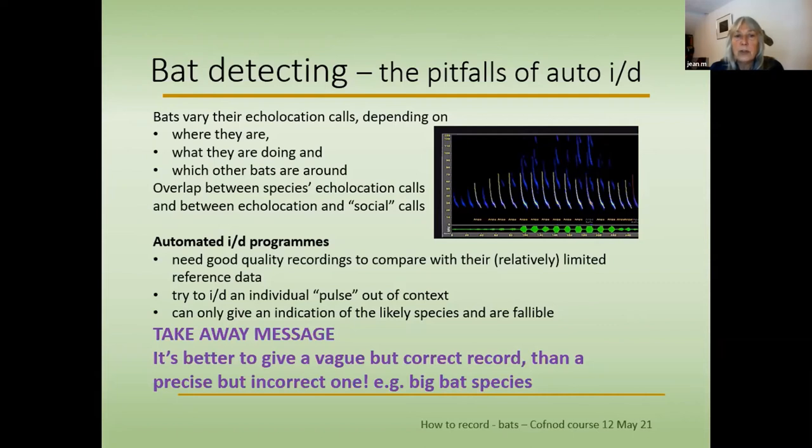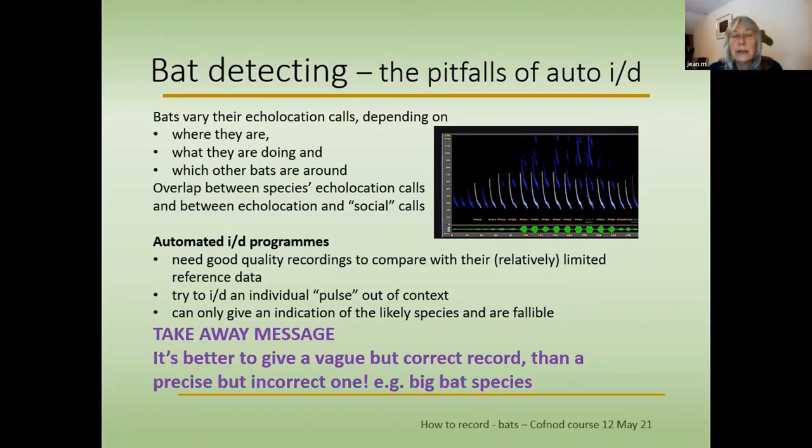They also need good quality recordings to compare with. And they have a relatively limited reference data. They have a lot of reference data, but they haven't got every bat in every situation, so it is relatively limited. And they also work by identifying an individual pulse without the context. So I have seen a series of echolocation calls, such as this sonogram that's in the picture, where you see a bat start off at a certain frequency, and then possibly because there's another bat around, it changes its frequency slightly. So that identification system will often tell you that that's two different bats, whereas you can see it's the same bat carrying on because you can see that the pulse continues.